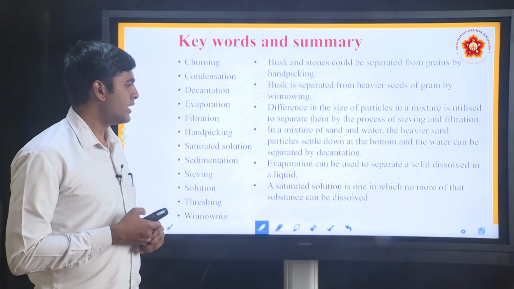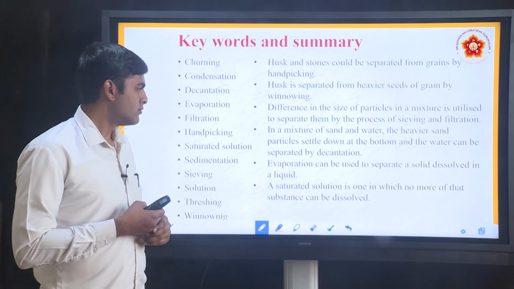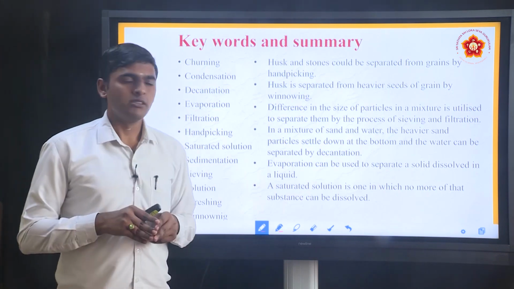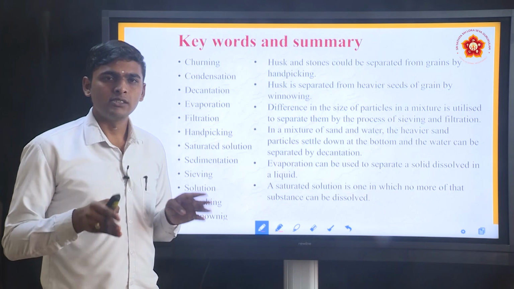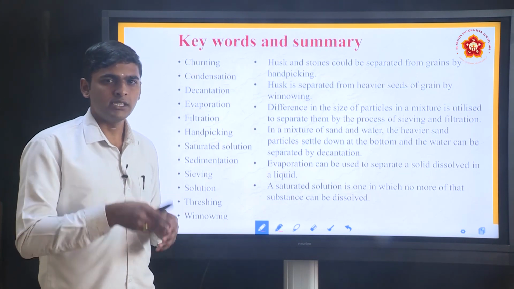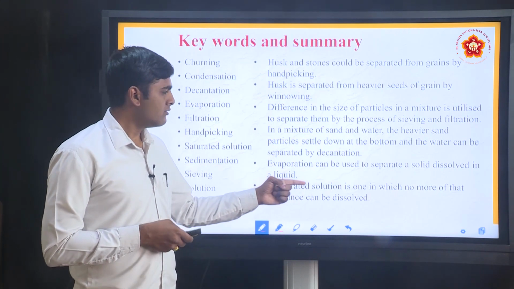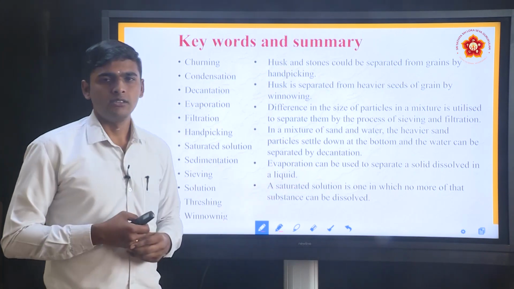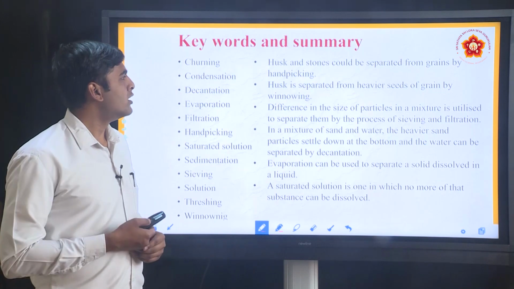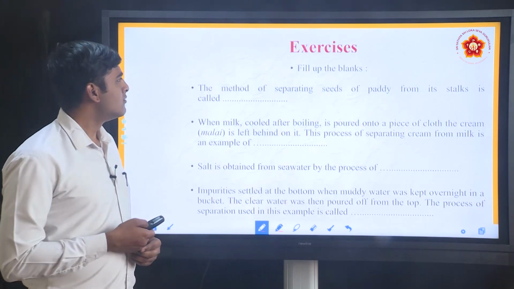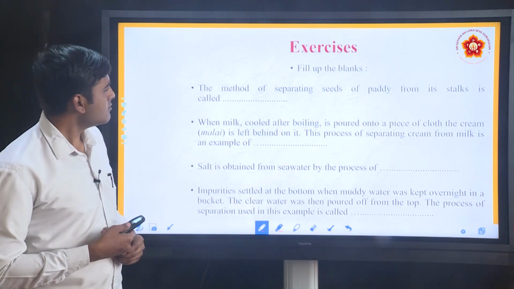Evaporation can be used to separate a solid dissolved in a liquid. So, the evaporation process can be used to separate dissolved salts or any dissolved solid substance in a liquid. A saturated solution is one in which no more of that substance can be dissolved. So, these are the main points of the lesson. We will go to the exercise part of it.